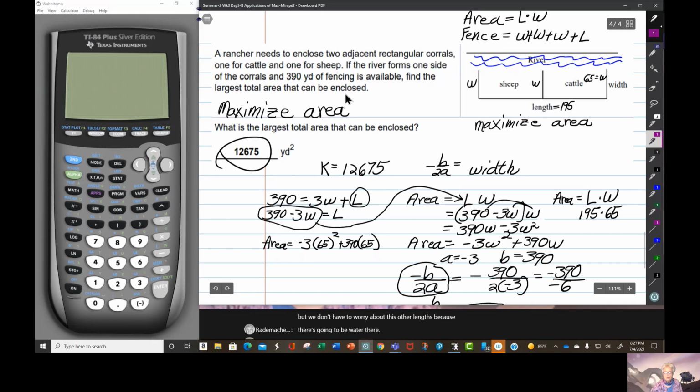Find the largest total area that can be enclosed. That means maximize the area. What is the largest total area that can be enclosed? In other words, what is the maximum value? What is the maximum area?